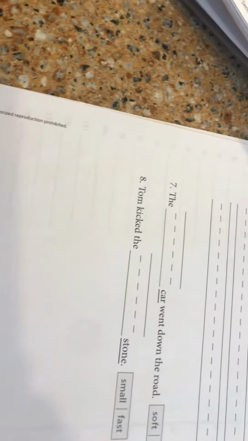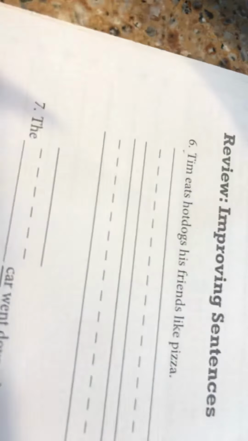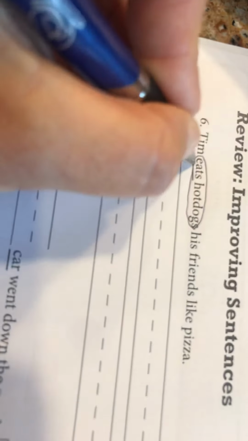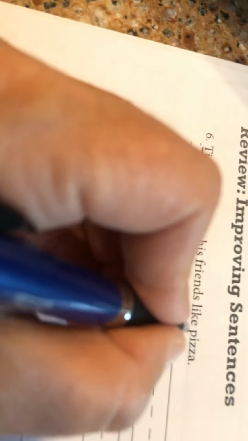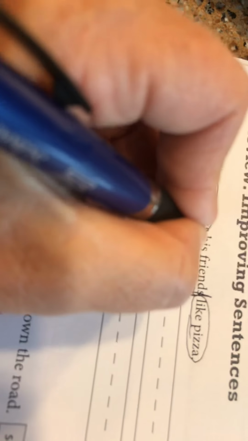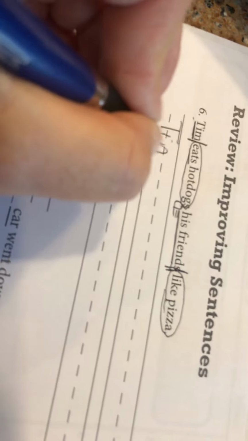All right, the next part, improving sentences. This is number 6. Tim eats hot dogs, his friends like pizza. Again, I have a beginning capital and an ending period, but I have 2 predicates, eats hot dogs, with the subject of Tim, and like pizza, with the complete subject of his friends. So I need to add a period and a capital to create 2 complete sentences instead of 1 run-on sentence. Tim eats hot dogs, his friends like pizza. We don't speak that way, not on purpose.